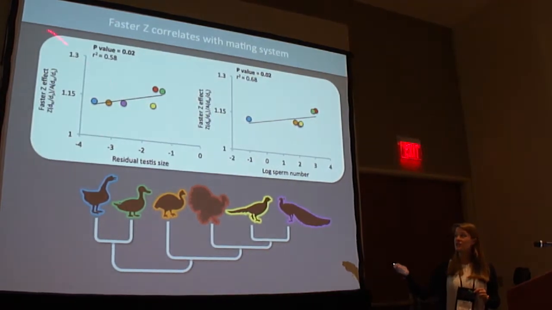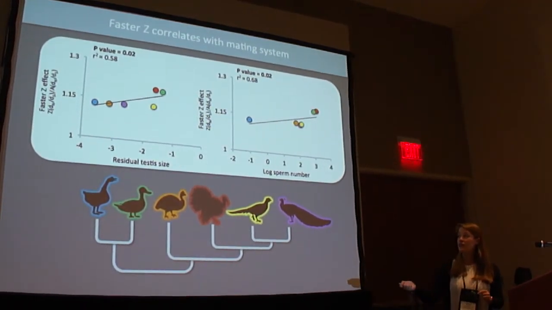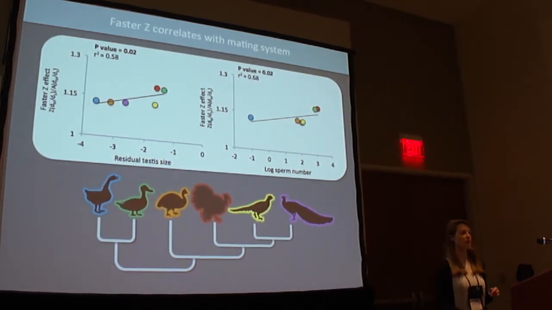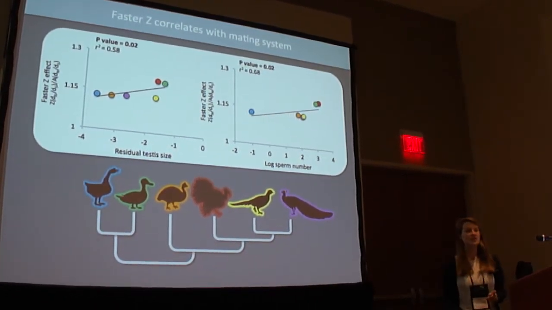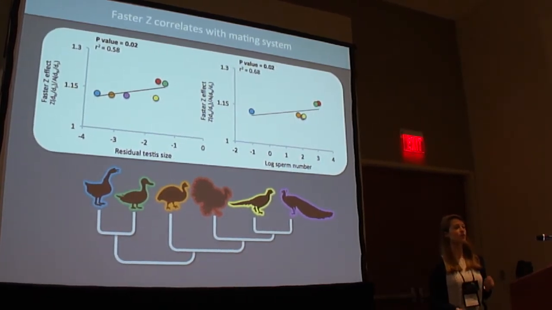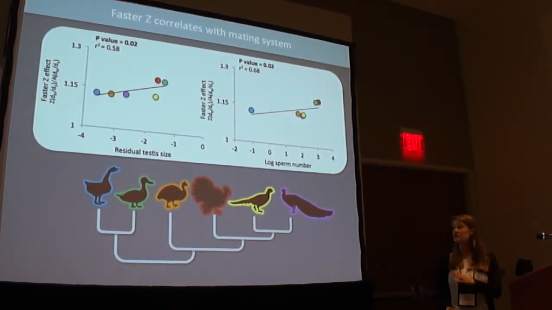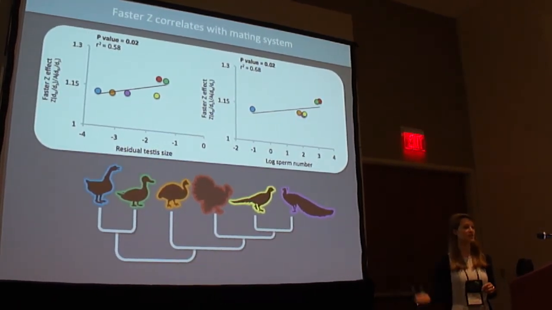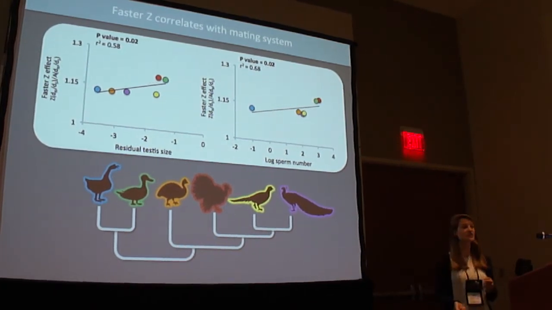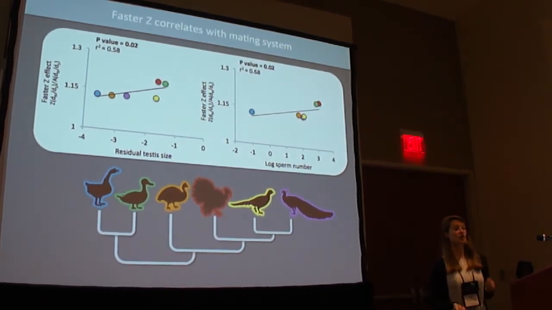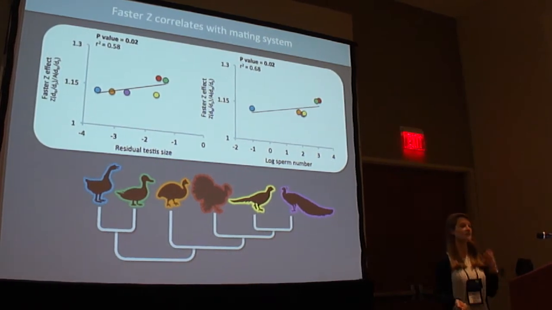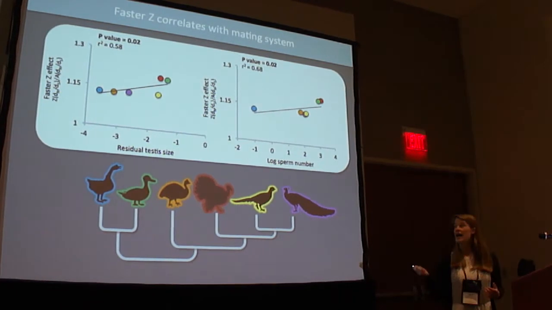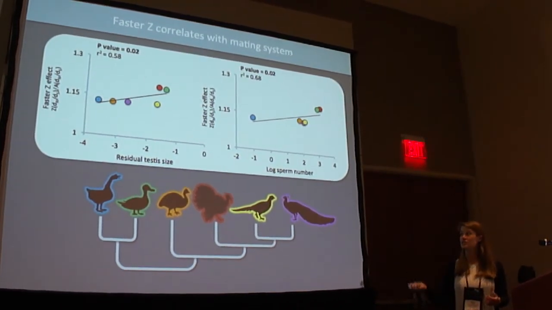So this is the strength of the fast Z effect calculated for each of the 6 species and plotted against these 2 proxies of sperm competition. The first thing to notice is that the Z chromosome does evolve more rapidly than the autosomes in each of these 6 species, because the strength of the fast Z effect is greater than 1 in each of the species. And the second thing to notice is that there is a significant positive correlation, again after you correct for phylogeny, between the strength of this fast Z effect and these 2 proxies of sperm competition.